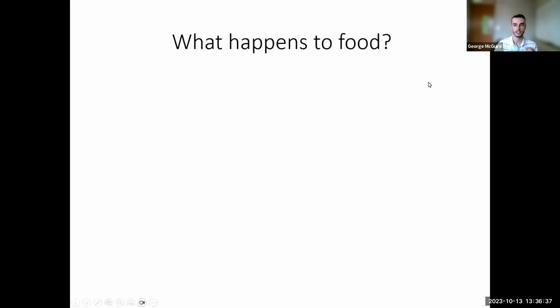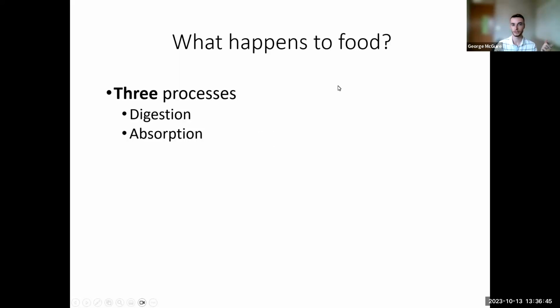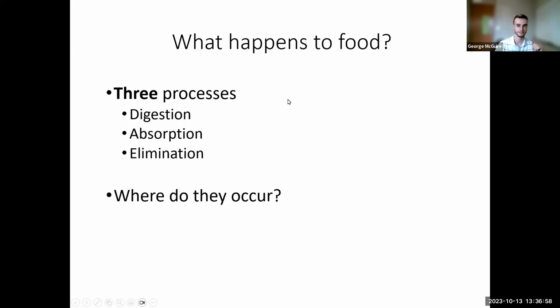So digestion, what is actually happening to our food? We'll digest it, which is the breaking apart of these large molecules into their smallest pieces and parts. We will then absorb those smaller molecules into our bloodstream to be delivered to the rest of our body. And then whatever doesn't get absorbed is going to be eliminated through our feces. All of this is happening along our organ system that we refer to as our gastrointestinal tract.